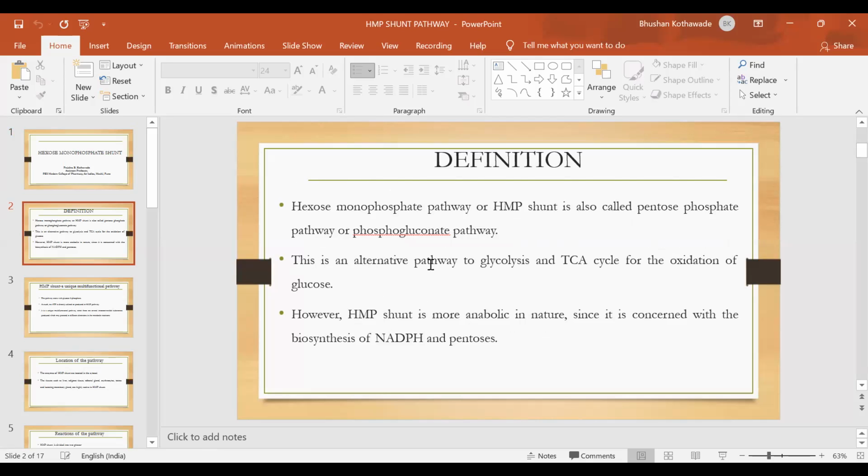It is also an alternative pathway to glycolysis and the TCA cycle because here the oxidation of glucose will occur and we will get directly the formation of carbon dioxide and water from the glucose. And therefore, it is the alternative pathway for glycolysis and TCA cycle. However, the HMP shunt is more anabolic in nature because it is concerned with the biosynthesis of NADPH and pentoses.